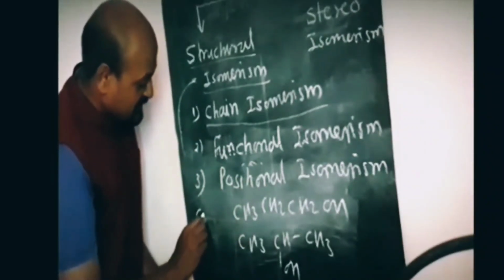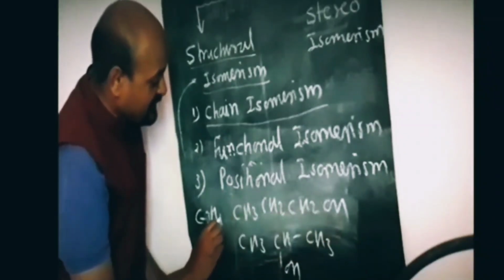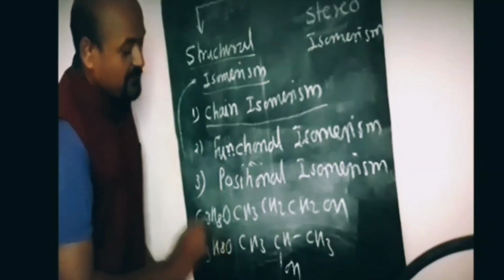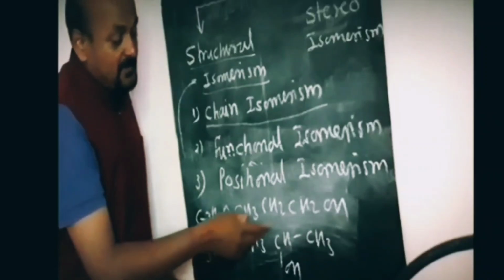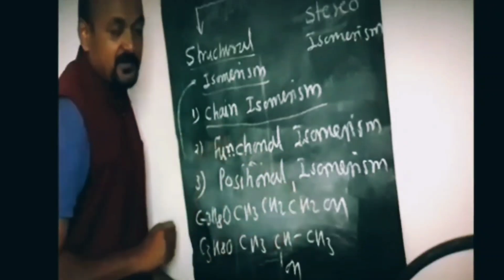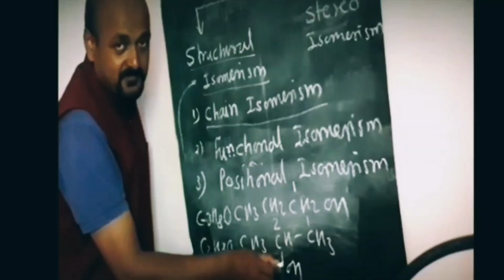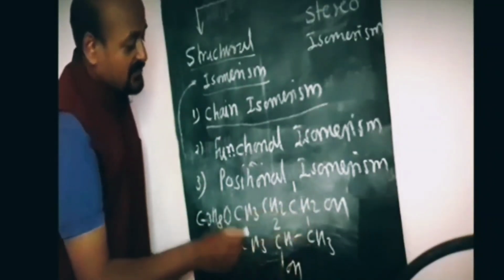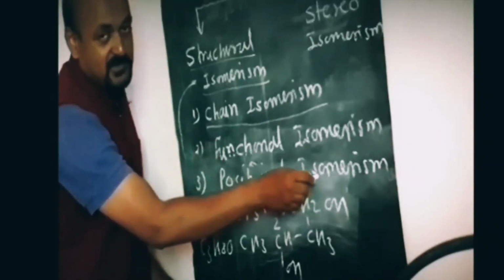So here the molecular formula is C3, H: 3 plus 2 is 5, plus 2 is 7, plus 1 is 8, and O. Here also the molecular formula is C3H8O. That means these two compounds have the same molecular formula but different position of functional group. Here the functional group is present on carbon number 1, whereas here it is present on carbon number 2. So the position of functional group is different. So such isomers are known as positional isomers, and this phenomenon is known as positional isomerism.